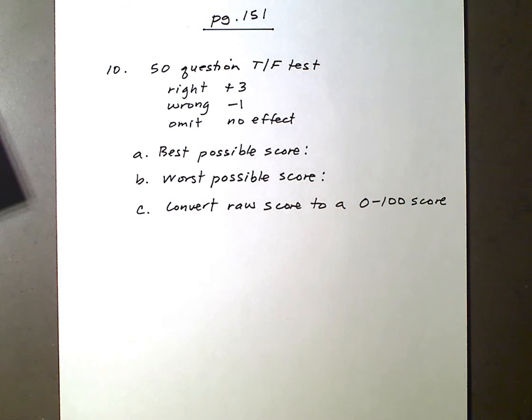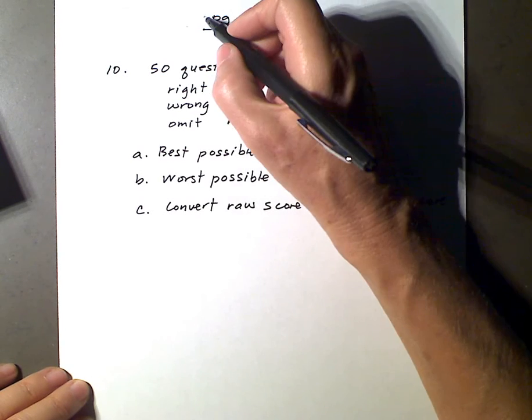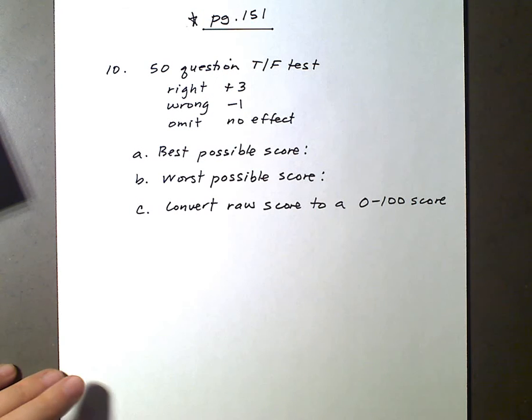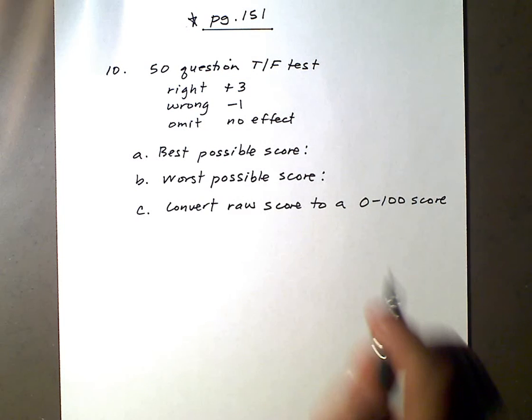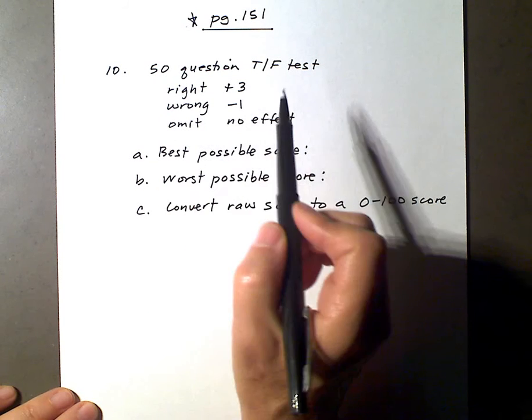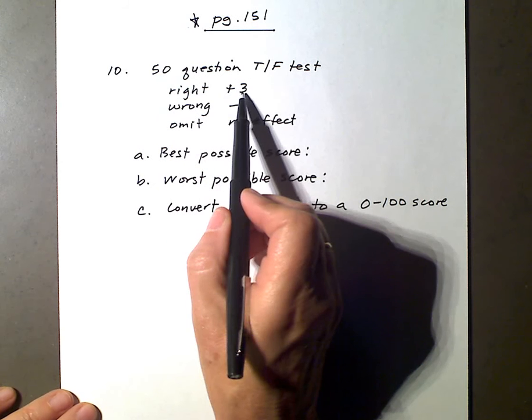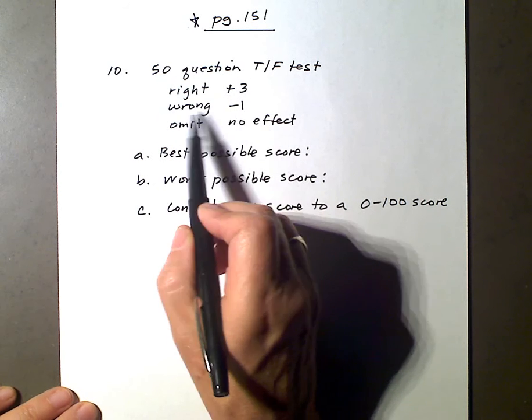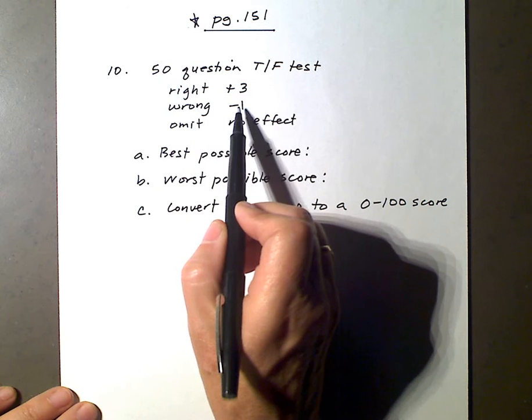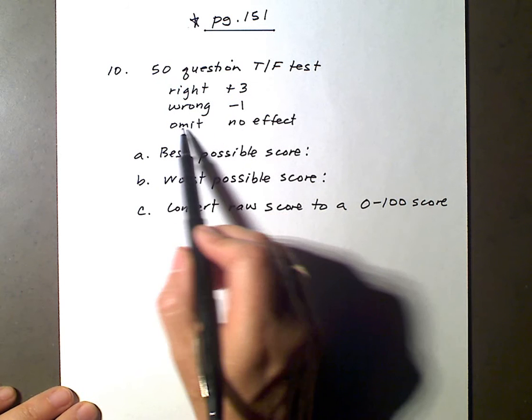All right, this is number 10 on page 151, and this is a little tricky to read this problem and understand what they're asking. This one gets a star for challenge. So anyway, what we've got is some students are taking a true-false test, and there's 50 questions on it, and they get 3 points for each correct answer, and for each wrong answer, they deduct just 1 point, and if they don't answer a question, it doesn't have any effect.